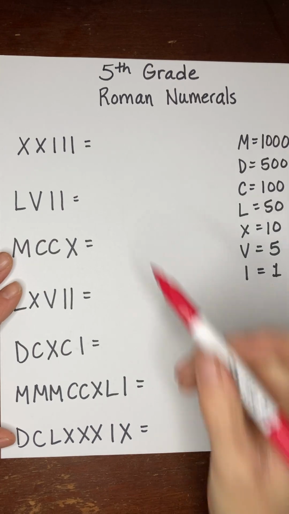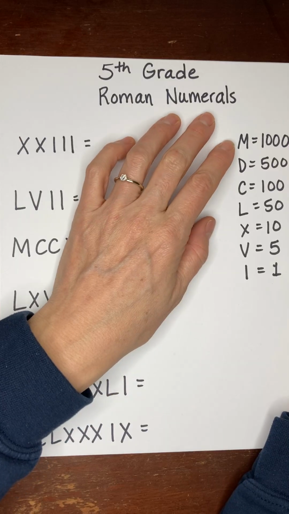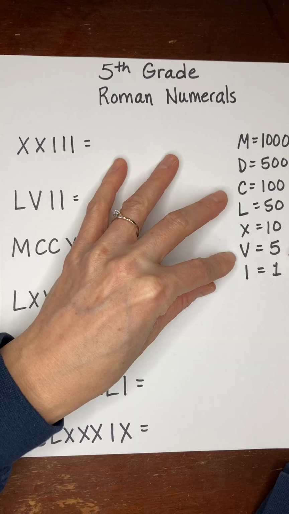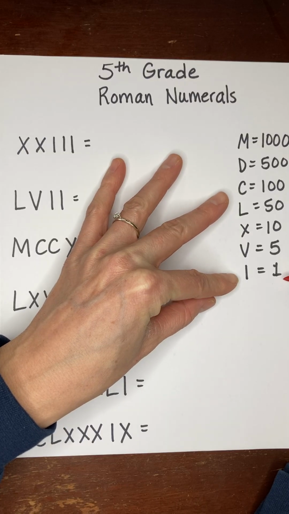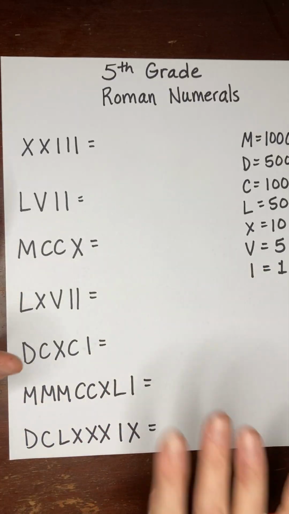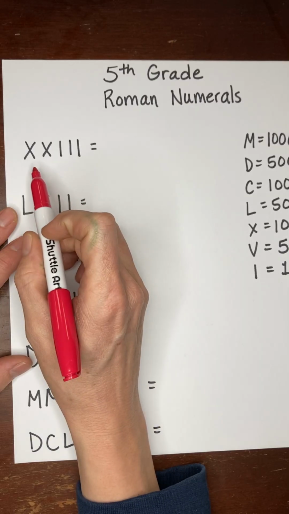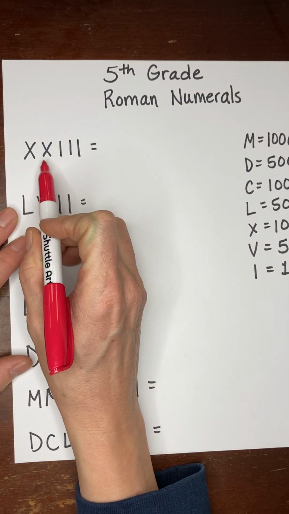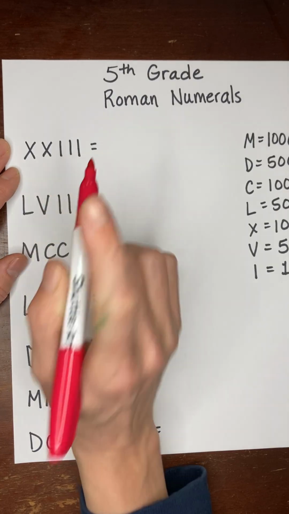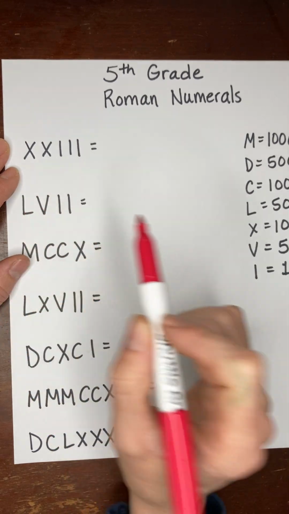Let's look at how we can read and write Roman numerals. So here's our key over here. M is 1,000, D is 500, C is 100, L is 50, X is 10, V is 5, and I is 1. Now, there's two rules that we're going to think about. I mean, there's more than two rules with Roman numerals, but for right now, for 5th grade, we're looking at when the letters are consecutive, we add them, unless we have a smaller number in front of a bigger number, and then we subtract.